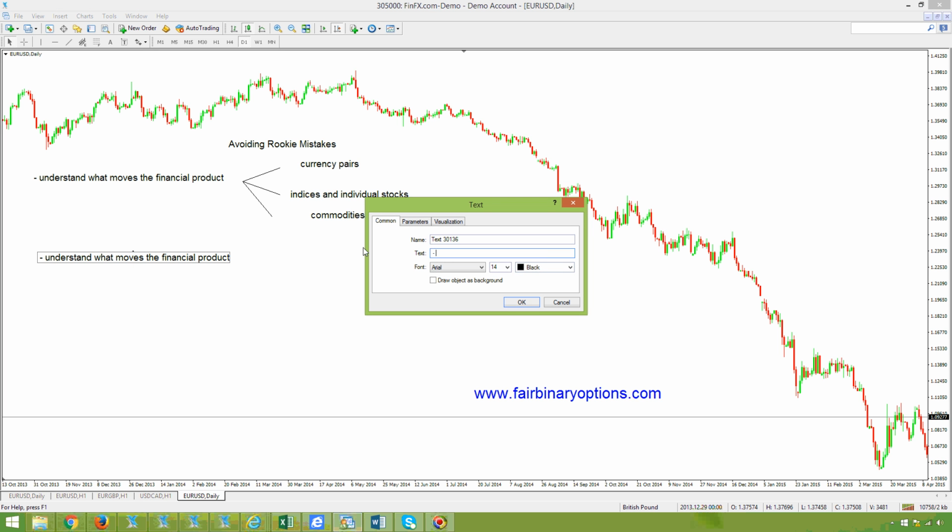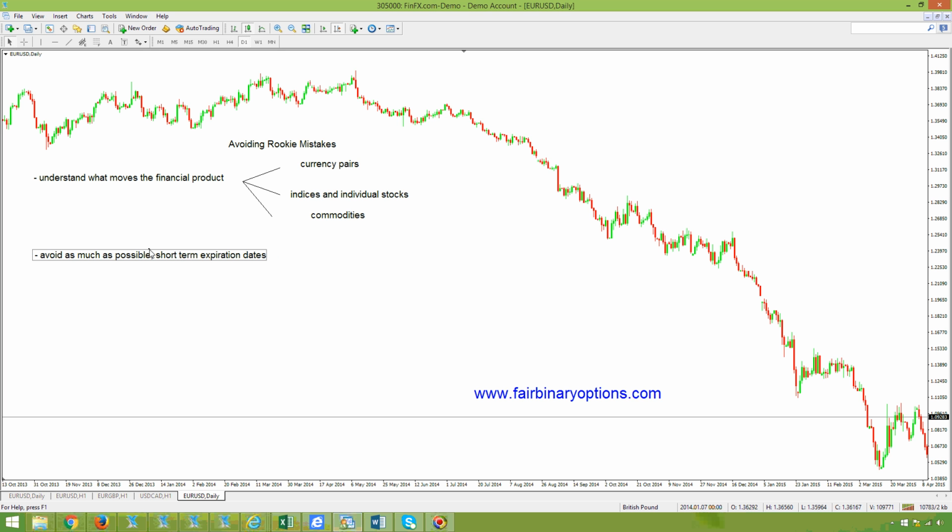The next thing to consider is to try to avoid as much as possible short-term expiration dates. Consider binary options trading: it goes with a 70%, 75%, even higher percent rate of return. Now, if you look at the banking industry, the rate of return for a 1-year deposit, and then you look at the rate of return that these brokers are offering for something like a 60 minute expiration date, then you have to be realistic and put this into perspective.